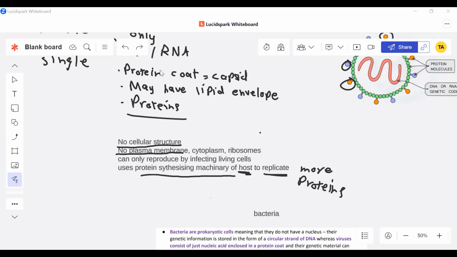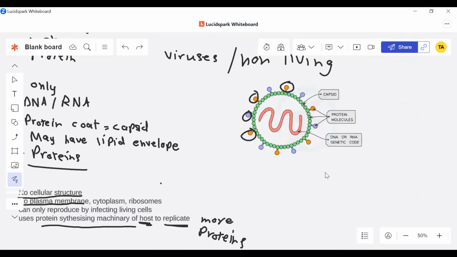So how are proteins formed? Viruses do not have ribosomes. This protein is already present when the virus was born, but let's check. Do viruses have ribosomes? I don't think they have ribosomes. Viruses have no ribosomes, mitochondria, or other organelles.